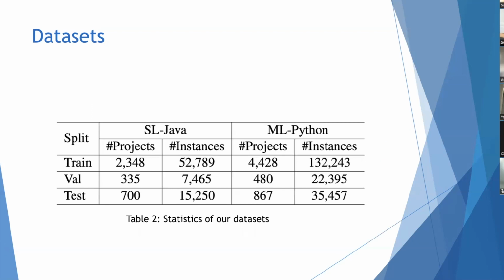So these are the statistics of the data set, which is split into the training data set, valid data set, and the test data sets. And the two types, the single line, which is Java, and multi-line, which is written in Python. Here the projects means the number of GitHub repositories, and the instances are the number of the samples. So as you can see, the multi-line fixes are more than the single line.